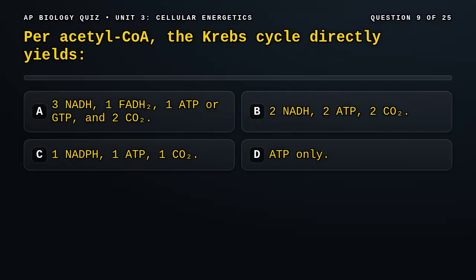Question 9. Per acetyl-CoA, the Krebs cycle directly yields: A. 3 NADH, 1 FADH2, 1 ATP or GTP, and 2 CO2. B. 2 NADH, 2 ATP, 2 CO2. C. 1 NADPH, 1 ATP, 1 CO2. D. Only ATP.